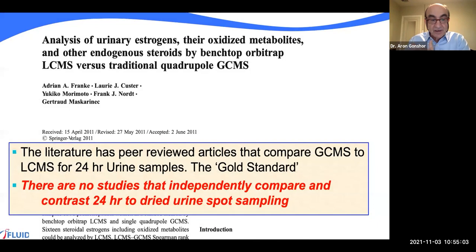So we know that the literature is replete with peer-reviewed articles that compare GCMS to LCMS for 24-hour urine samples. Some of it, by the way, is very, very beautifully done. It is a gold standard for that, that's for sure. But there are no studies that independently compare and contrast 24-hour to dried urine spot sampling. I'm talking independently.